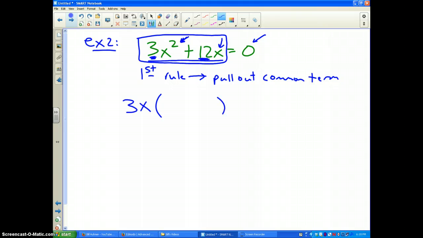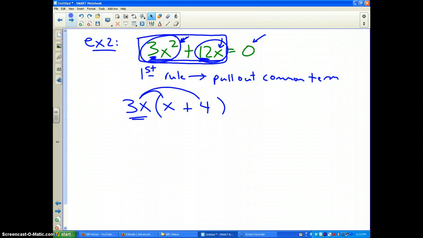Well, what's left? 3x squared divided by 3x leaves x. 12x divided by 3x leaves plus 4. Now, if I would redistribute, 3x times x is 3x squared, and 3x times 4 is 12x. It should work the same forward and backward. Now, again, I'm going to do a little bit of erasing here.